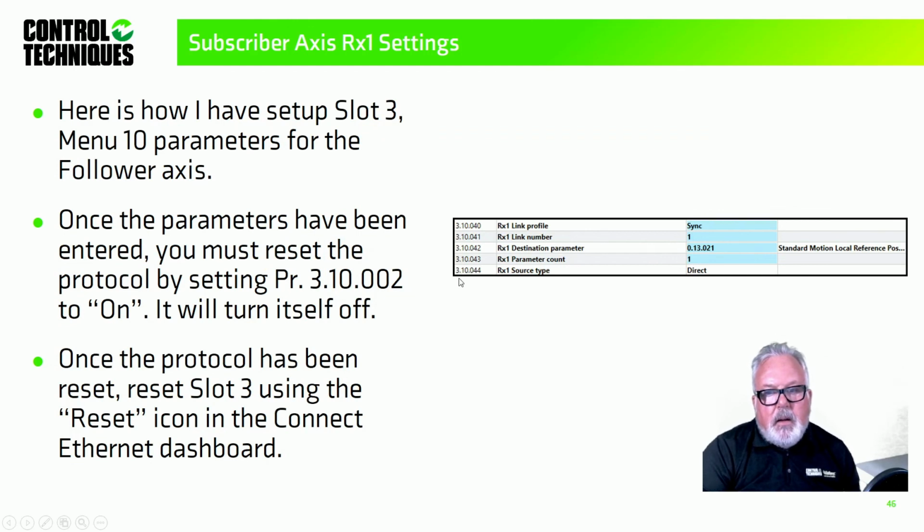Now here are the receive settings for receive profile 1. So there again, I'm sending a synchronous link, so I need to be prepared to receive that link. Right there, as synchronous. I'm sending link number 1, so I have to receive link number 1. Now the destination parameter, I'm sending the reference to menu 13, parameter 21.